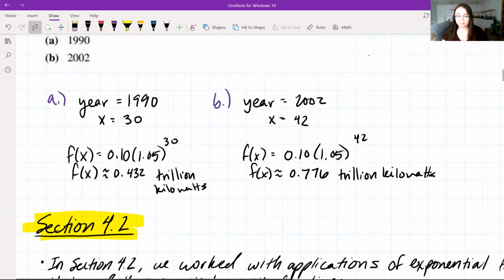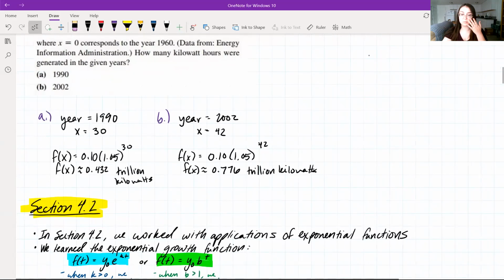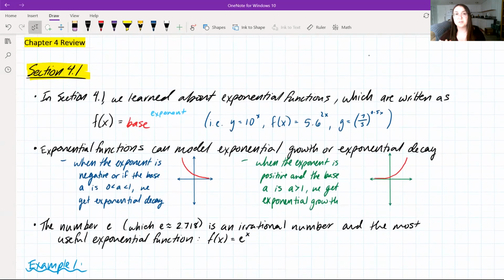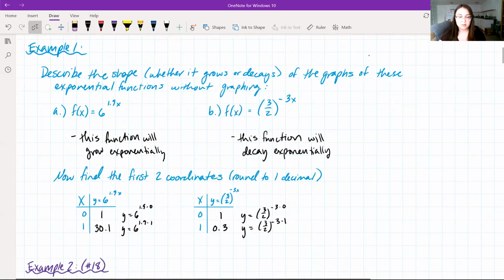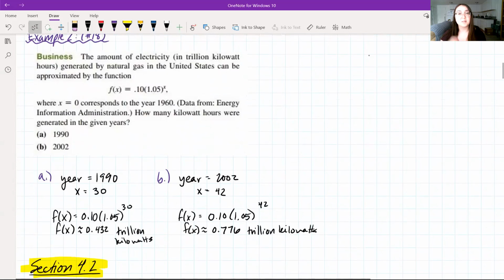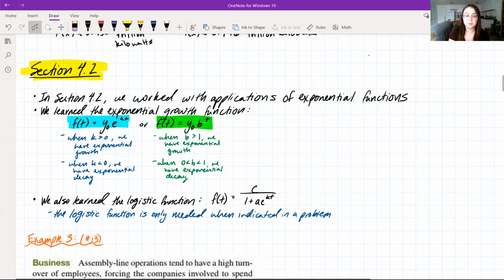All right. So using the important information that we do know about section 4.1, we were able to do 2 different problems that kind of sum up a lot of the things that we learned in section 4.1. So now we can move on to section 4.2.